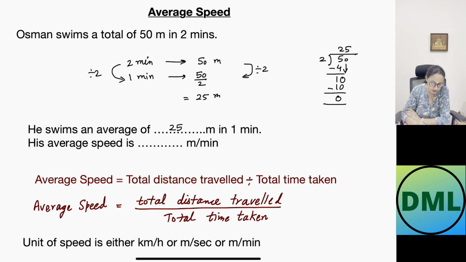His average speed is dash meters per minute. My average speed will become 25 meters per minute. You have to write down your answer like this, meters per minute. Average speed is given by total distance travelled divided by total time taken. You can write it in this form also, like in this division, total distance travelled divided by total time taken.